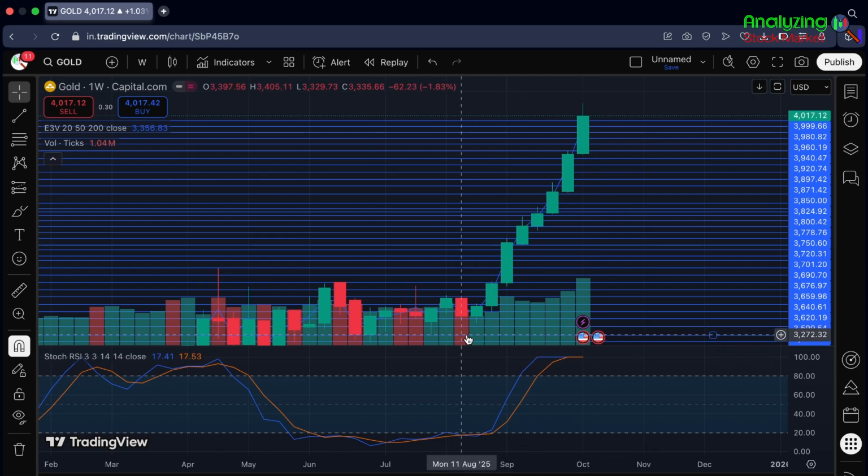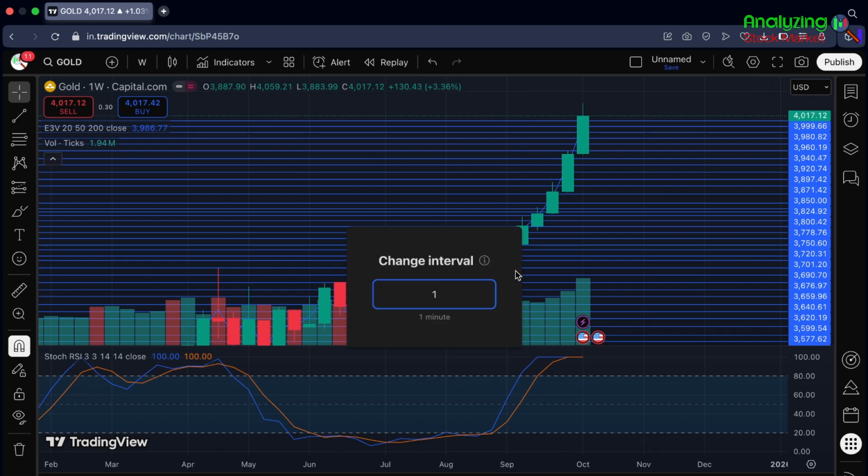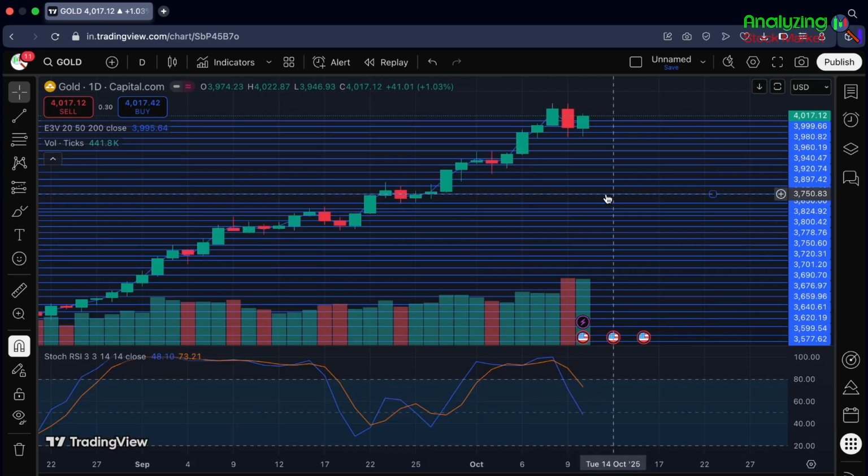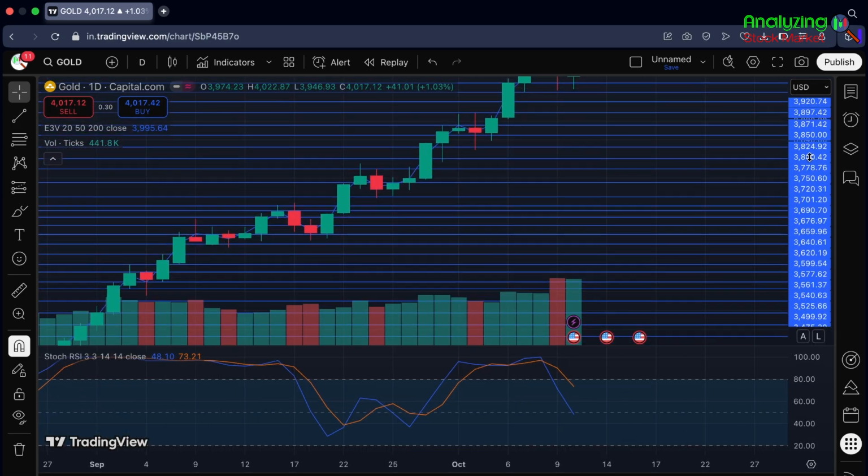Currently, as you can see in this weekly chart, we have good bullish momentum, non-stop bullish momentum, which is a bit unhealthy momentum technically. So currently we can expect a bit of a negative move in the coming week. Let's mark some important support zones and resistance zones on a one-day chart. So this is a one-day chart.